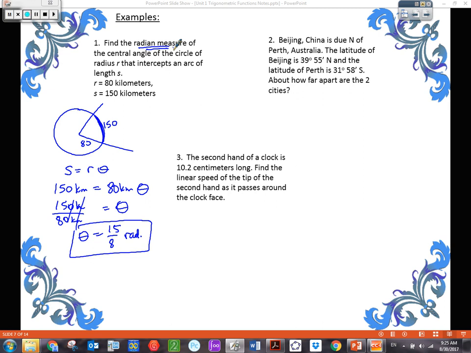And it gives us the latitude of Beijing and of Perth. About how far apart are the two cities? Well, I'm going to draw. Okay, now I'm not a great artist, so just bear with me. I'm just going to draw a circle, make it try to look like the Earth.